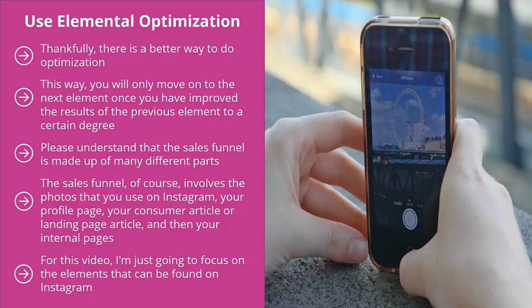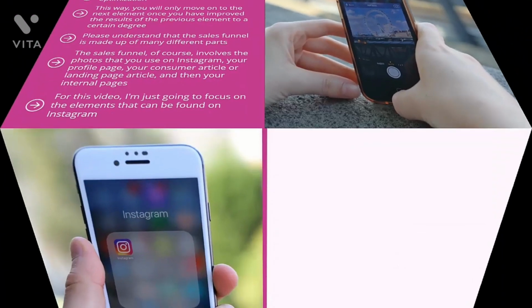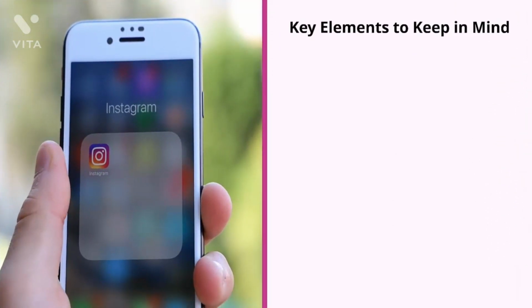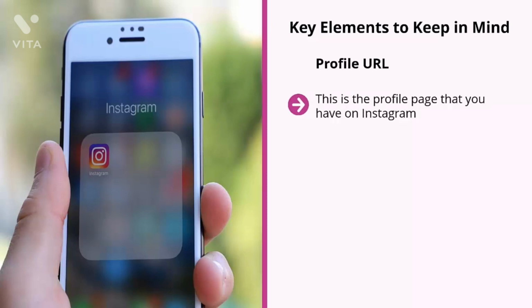But as far as this training is concerned, we're just going to focus on the elements found on Instagram. Key elements to keep in mind when optimizing. Here are the elements that you should focus on. Profile URL. This is the profile page that you have on Instagram.